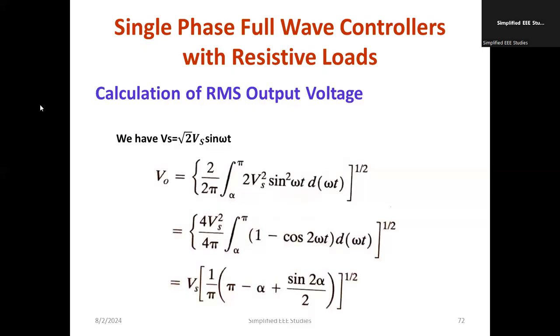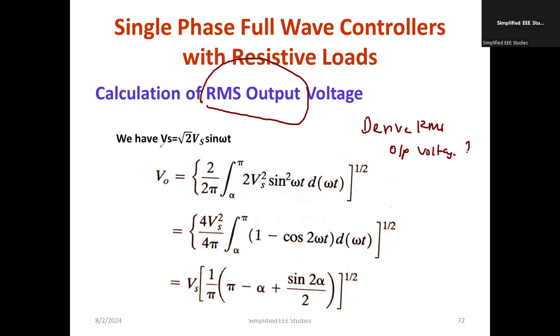Now we are going to calculate the RMS output voltage. What could be the RMS output voltage? The question will be like this: derive the RMS output voltage of a single phase full wave controller, single phase full controller with R load?